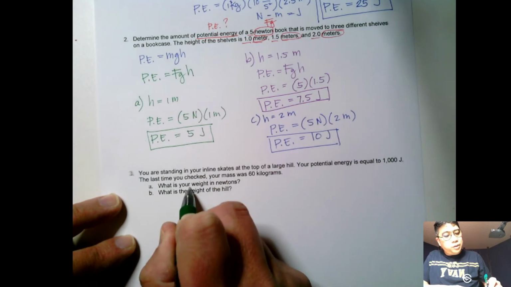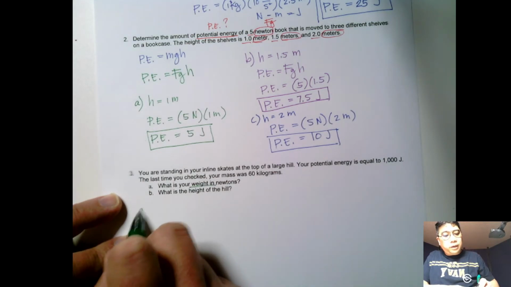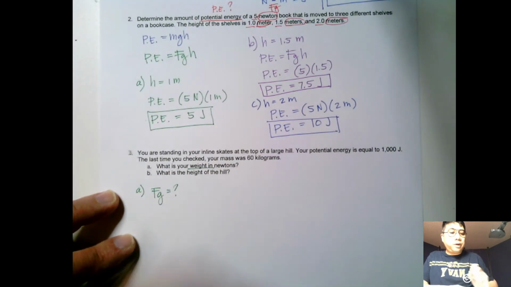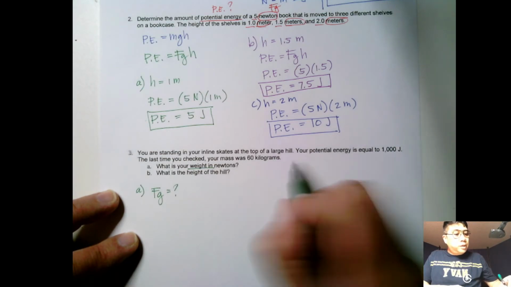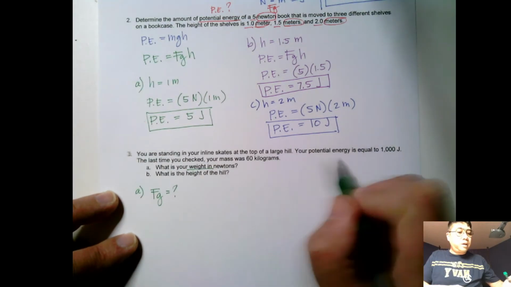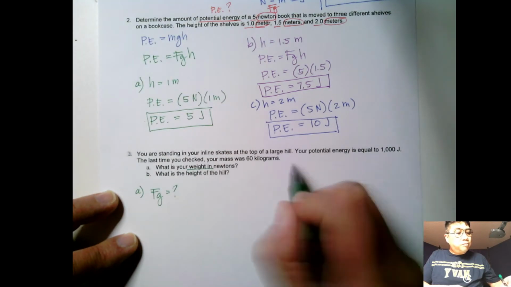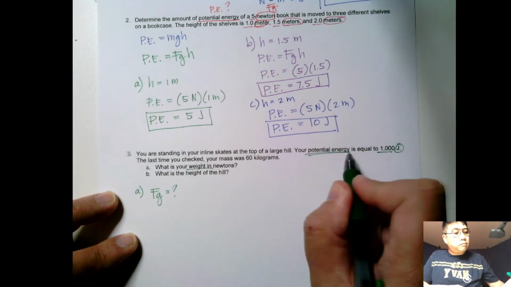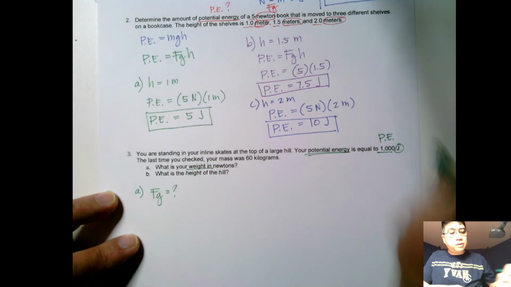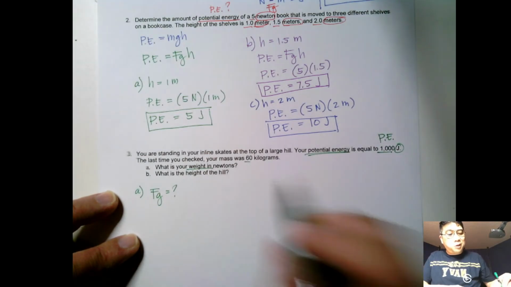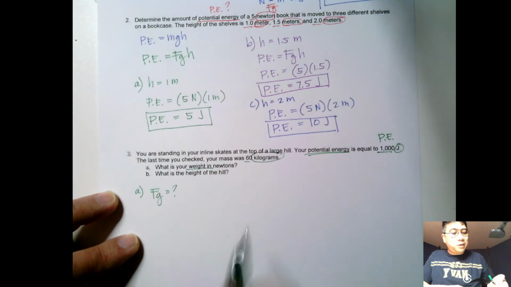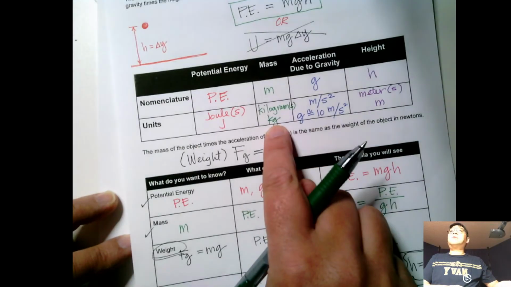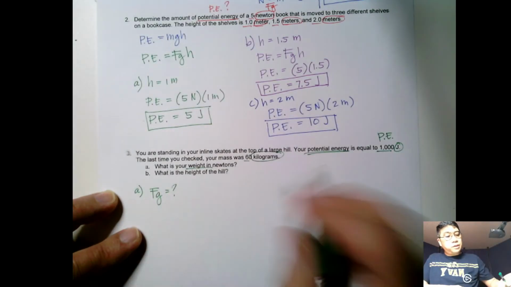So the question is, what is your weight? So basically for letter A, we are solving for the value of Fg. So what is your Fg? Okay. So far, what is provided to us in our problem? We know that there is 1000 joules of potential energy. So this is your PE, 1000 joules. And then it says the last time you checked yourself, it is 60 kilograms. Again, if we go back to our notes, kilogram represents mass. So therefore, this is our mass.